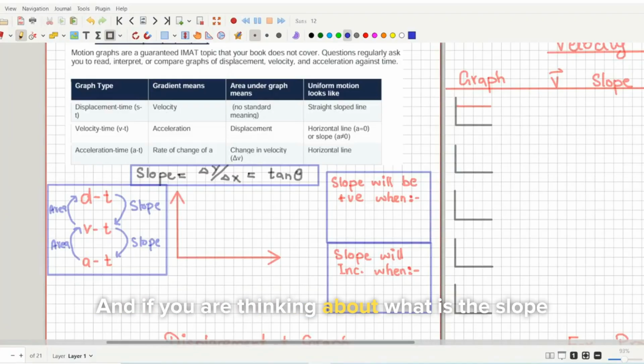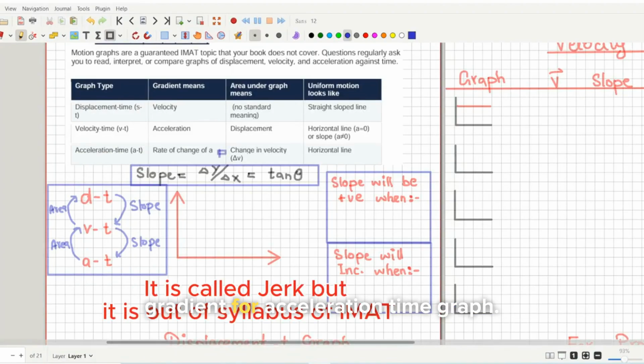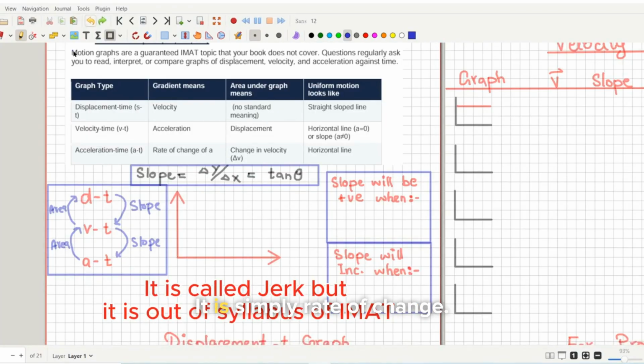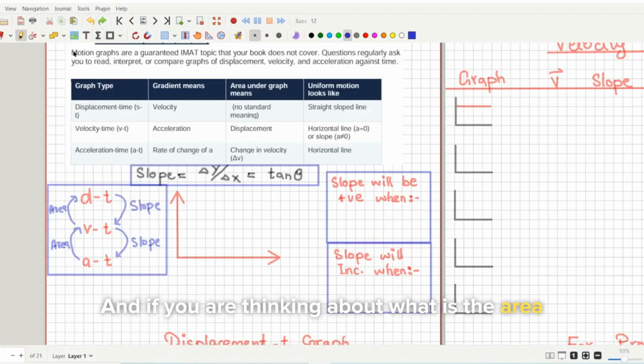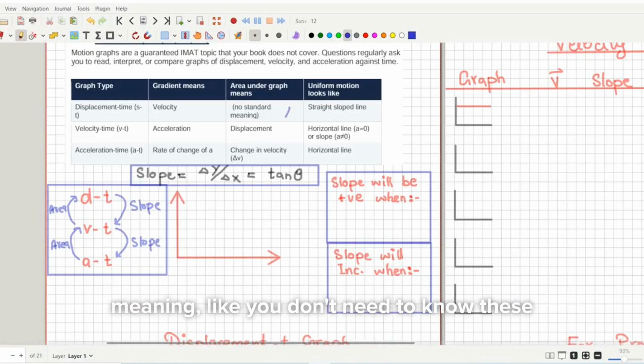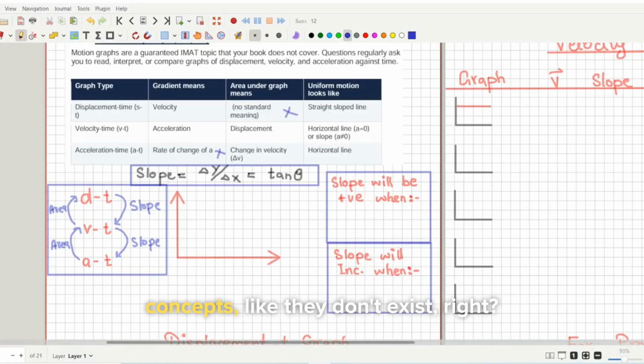And if you are wondering what the slope of acceleration time is, there is no slope or gradient for the acceleration time graph. It is simply the rate of change. And if you are wondering what the area of displacement time is, there is no standard meaning. You don't need to know these concepts, they don't exist, right? So what about the motions that will be discussed here?